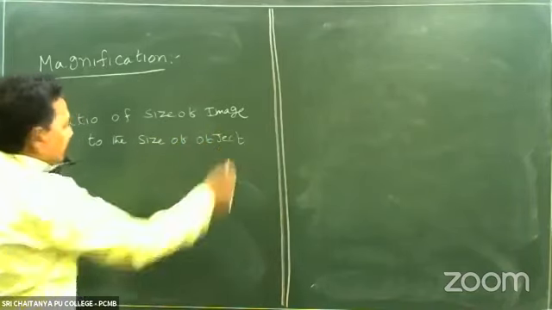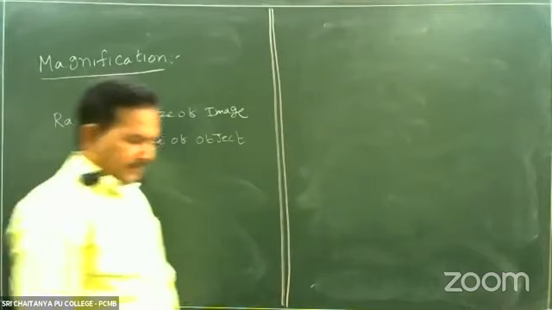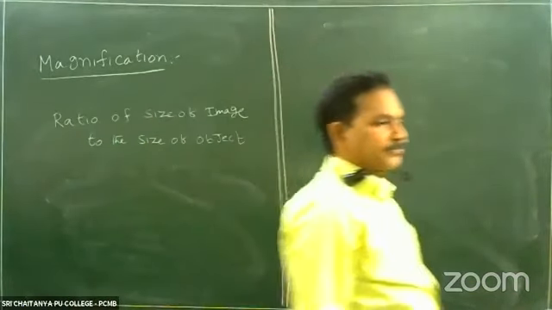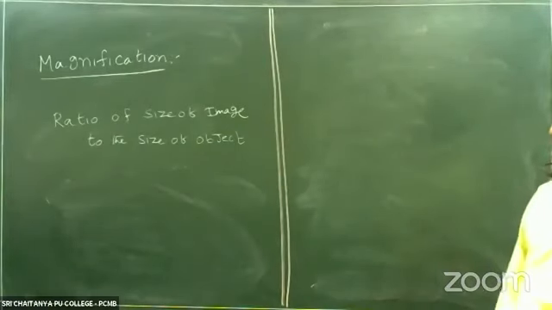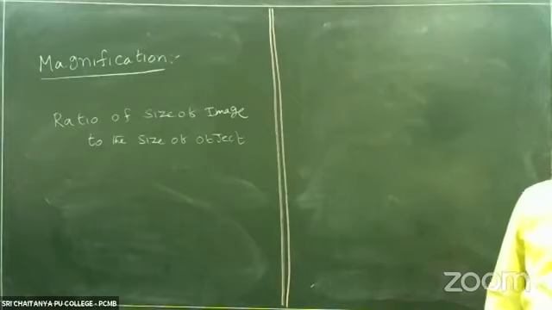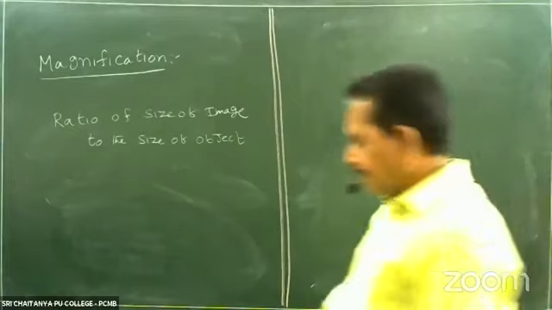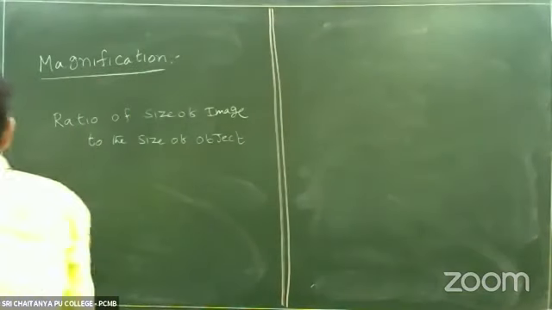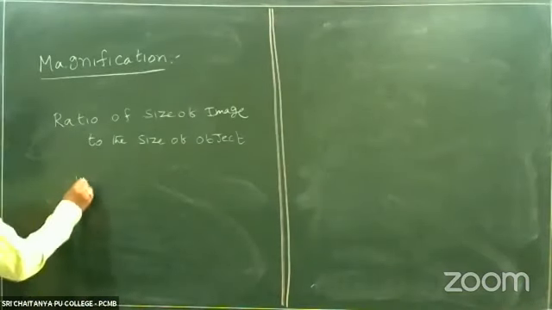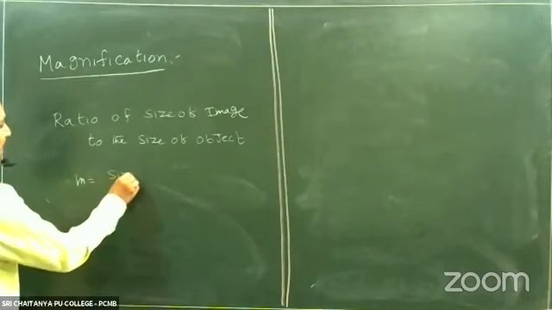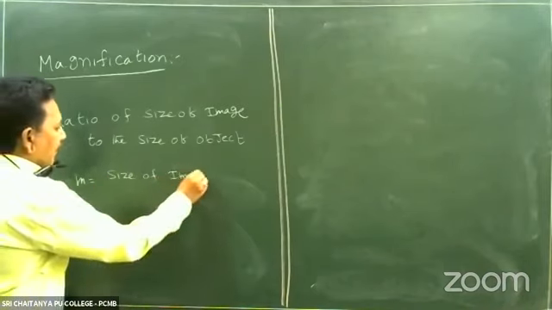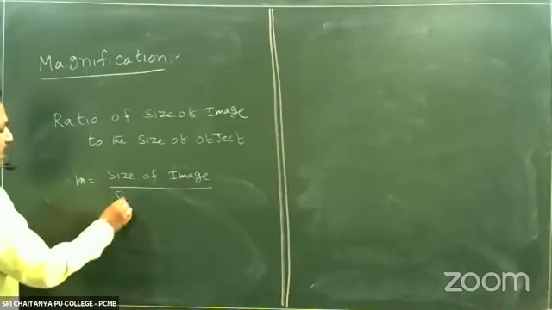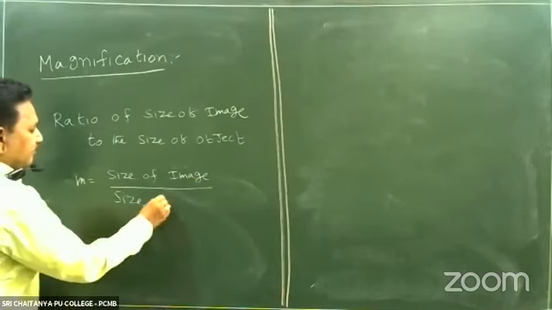How to define the magnification of a mirror? It is defined as the ratio of the size of the image to the size of the object, generally represented by small m. Small m is equal to size of image by size of object.